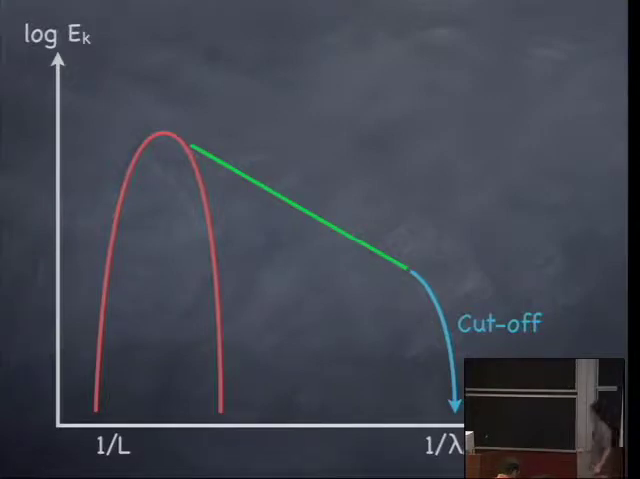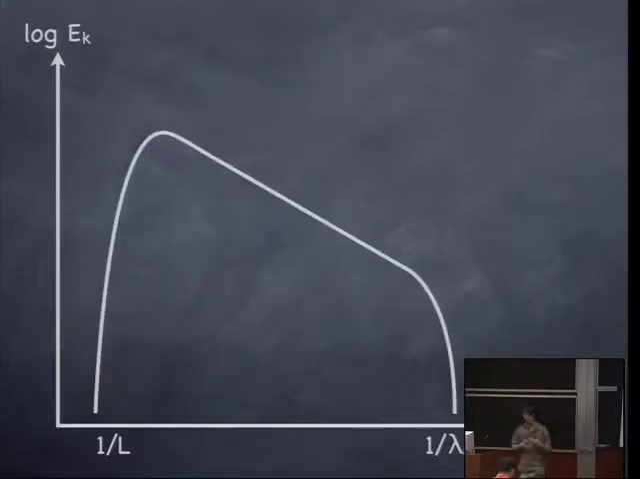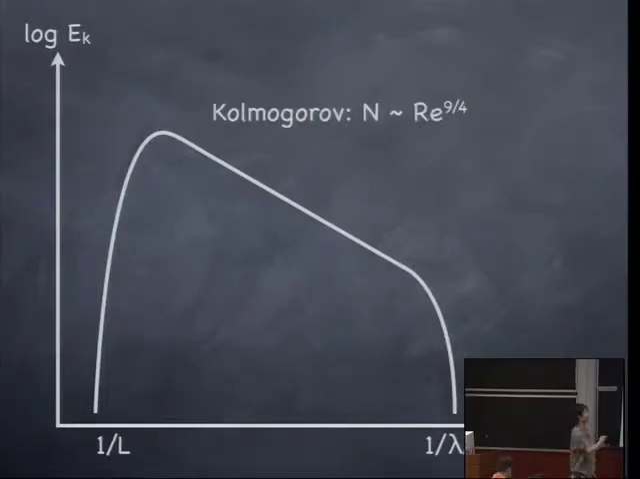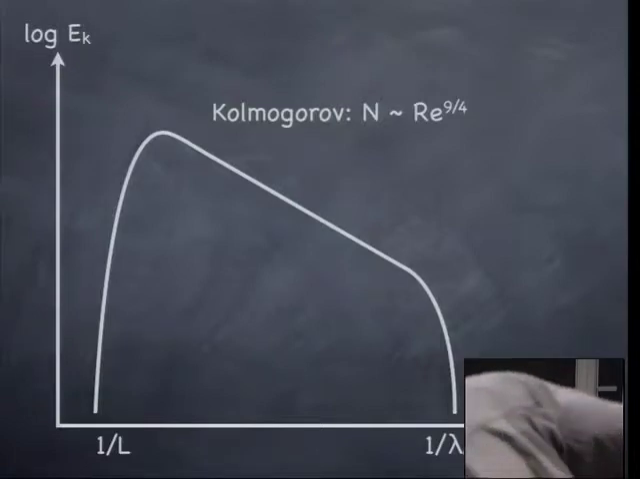Now we can ask how many degrees of freedom are in this problem in the whole spectrum. If you assume the standard classical Kolmogorov spectrum, then it turns out the degrees of freedom is proportional to the Reynolds number to the 9/4.